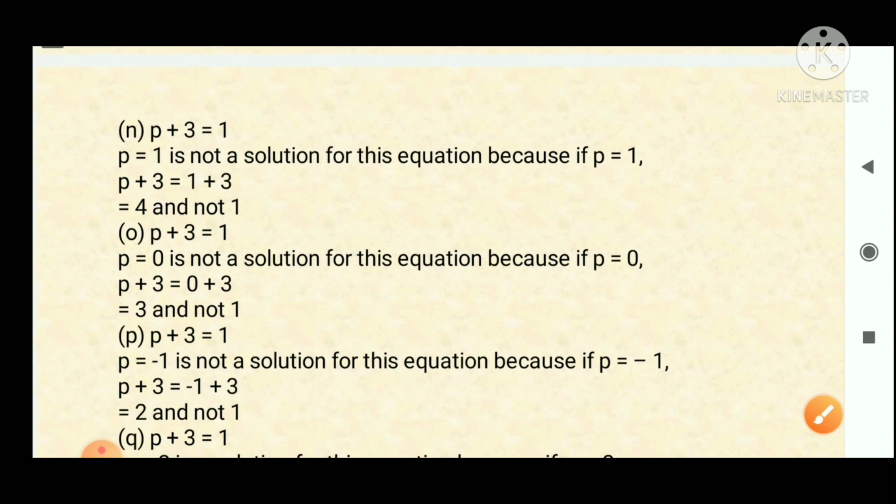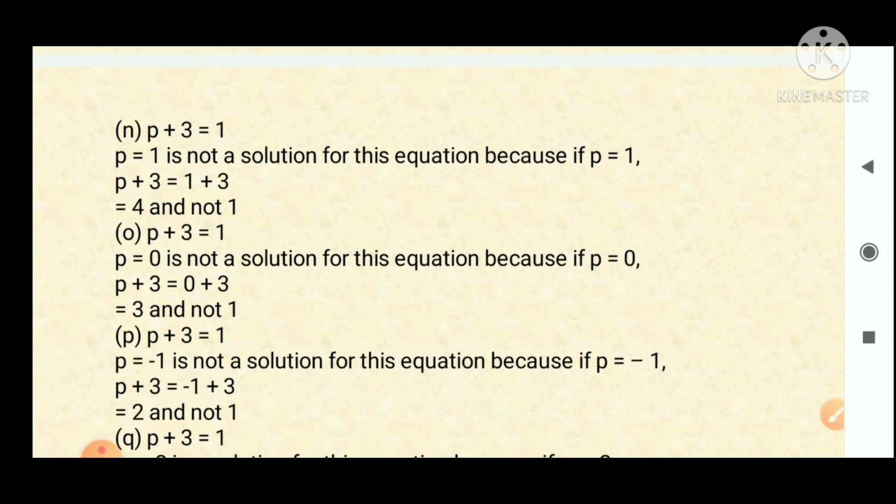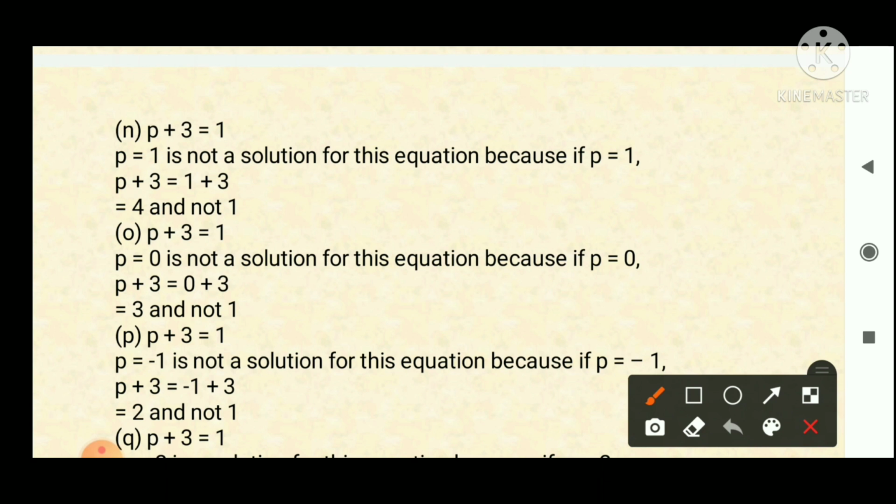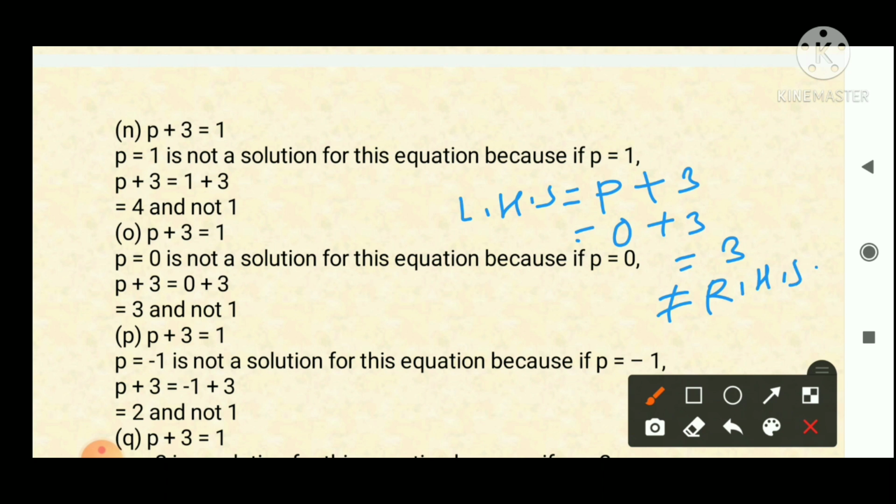Next we take the value of variable p is equal to 0. Now here the left hand side of this equation is p plus 3. We put the value of p is equal to 0. 0 plus 3 is equal to 3. But here the right hand side of this equation is 1. So 3 is not equal to the right hand side. So the equation is not satisfied. So we say that p is equal to 0 is not a solution for this equation.